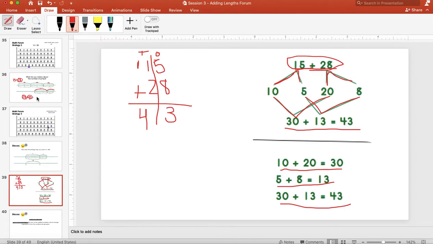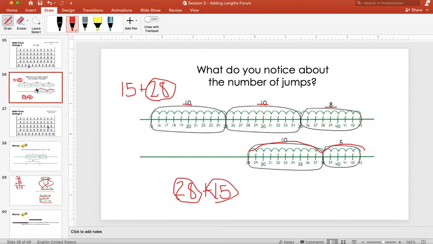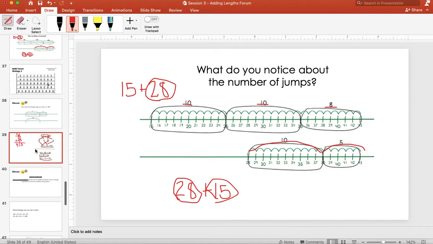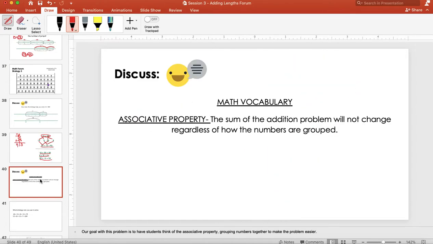So 3 different strategies. You can break up the number, stack it like a hamburger, or use a number line. But if you use a number line, always start with the largest number so that you don't have to jump so many times. All right.